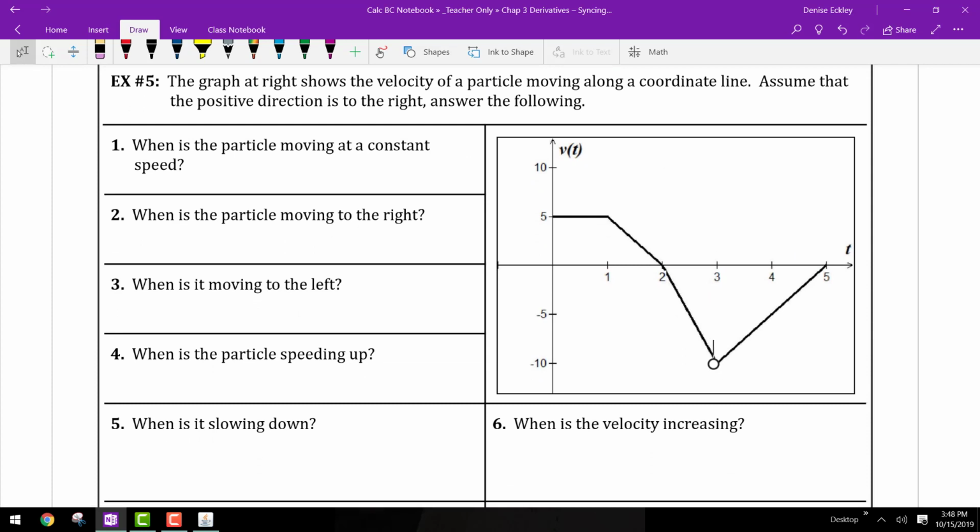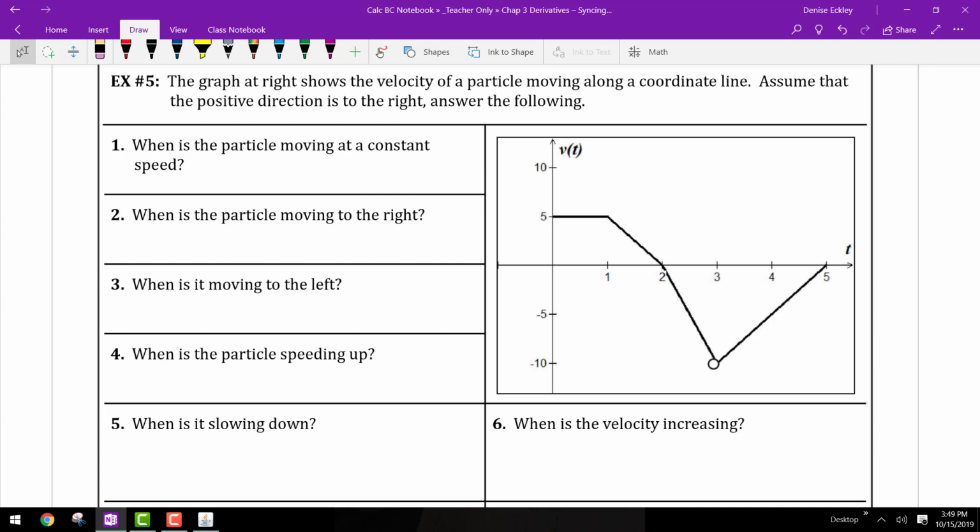Okay, so this is example 5. The graph at right shows the velocity of a particle moving along a coordinate line. Assume that the positive direction is to the right. Answer the following questions. And any few of these could definitely be a question on the AP test. So being able to read a graph and interpret what you're seeing is a big part of calculus.